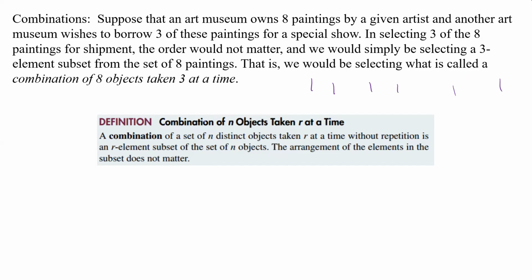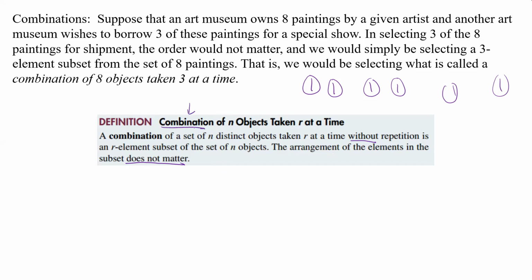Now, this is a combination of n objects taken r at a time. With a combination of n objects taken r at a time without repetition, and again, without repetition is the key thing, we can have an r element subset of the n objects. The arrangement of the elements in a subset doesn't matter. So order doesn't matter. You could choose this one first, then this one, and then this one, or you could choose this one first, and then this one, and then this one. It doesn't matter, okay? So that's going to be the key. Order does not matter. That's how you tell the difference between a combination and a permutation.